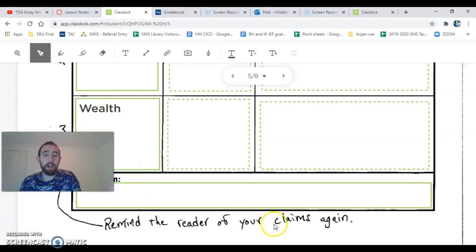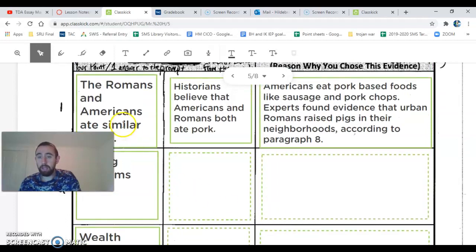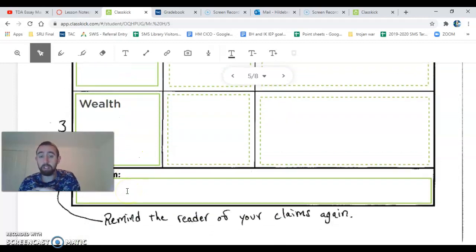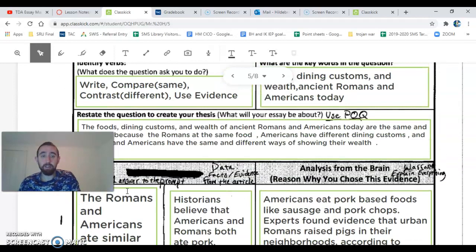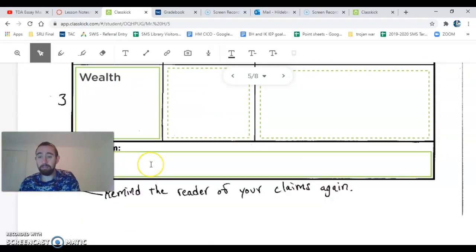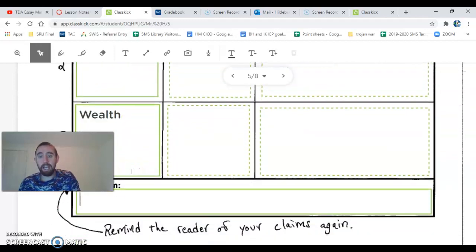Now this is where you're going to remind the readers all your claims again. How I like to do that is I like to go through and put my claims again. Okay, so claim number 1, claim number 2, claim number 3. Phrase it a little differently. And then I like to just take my thesis and put it at the very end again. That way I summarize everything I talked about. I remind them my big argument, my thesis. That's 4 quality, solid sentences to kind of wrap up our entire essay.